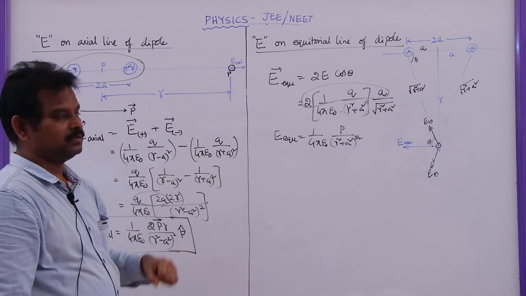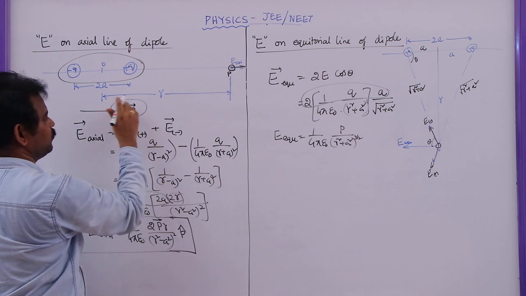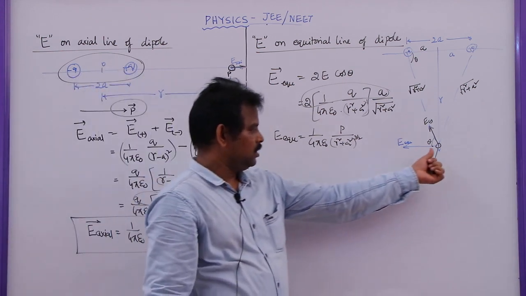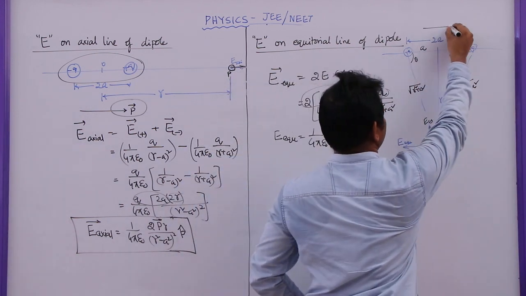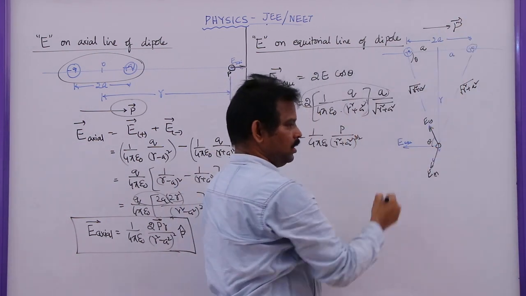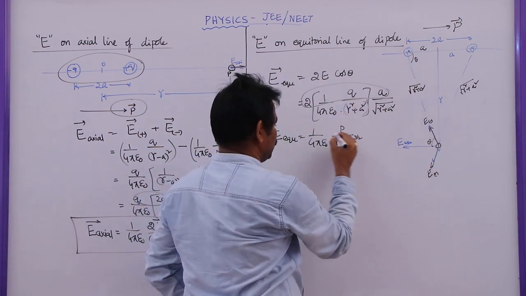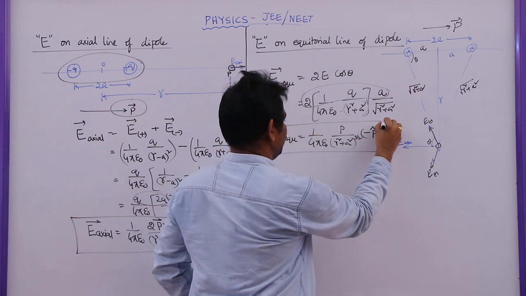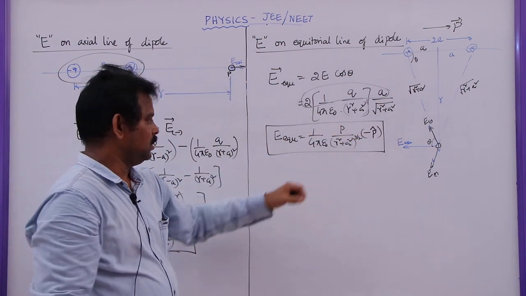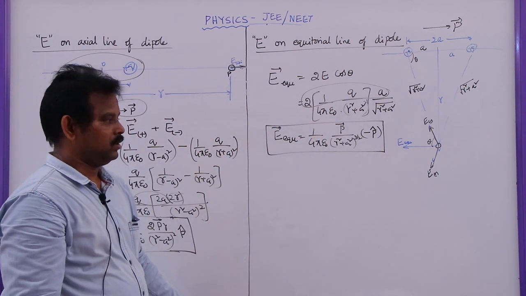But if you observe these two diagrams, here the net electric field is acting in the direction of the dipole moment, in this direction, whereas here the net electric field is acting in the opposite direction of dipole moment. This is P bar and this is an electric field which is opposite to the P bar. So that's why we have to write minus P cap here. P cap is a unit vector, minus P cap indicates that the electric field is opposite to this dipole moment.